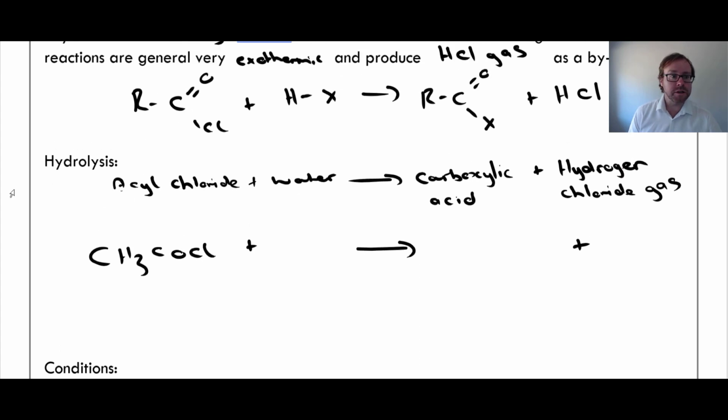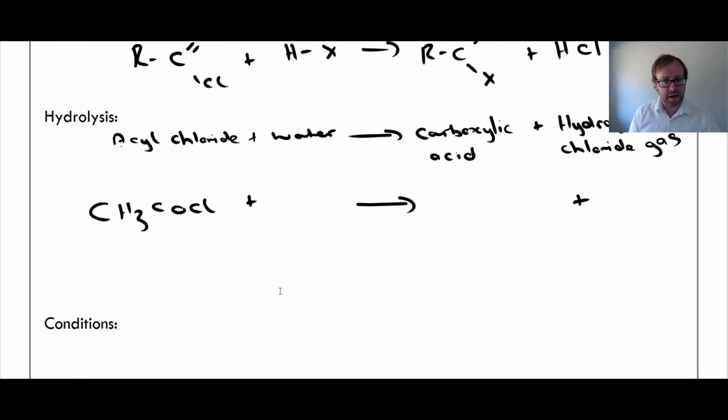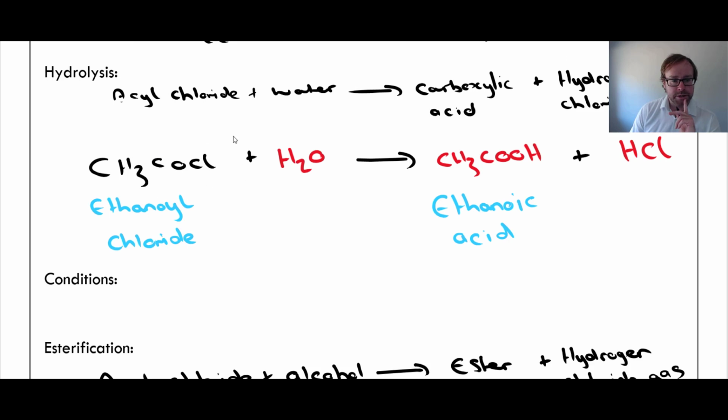So hydrolysis. I can hydrolyze an acyl chloride. The general formula is an acyl chloride plus water forms a carboxylic acid plus hydrogen chloride gas. Can you name the acyl chloride and the carboxylic acid just below it as well? Have a go at this. I'm sure you've worked this out.